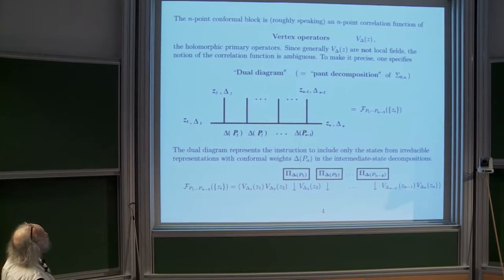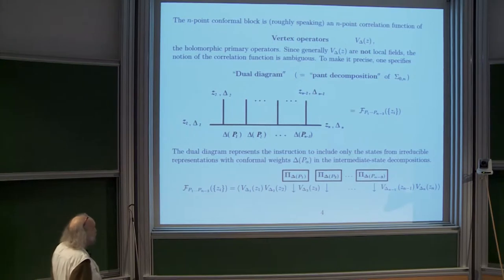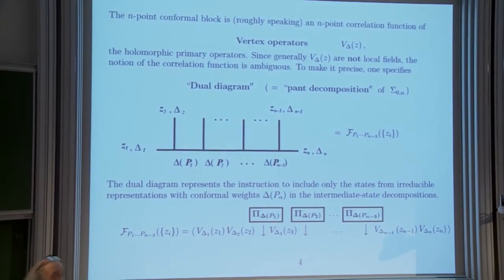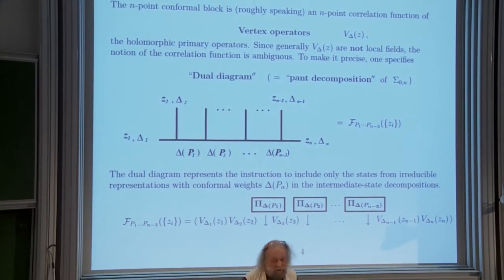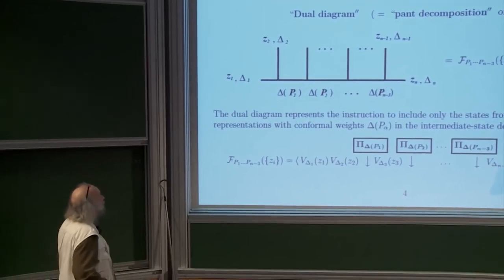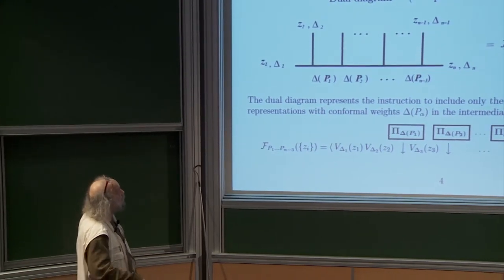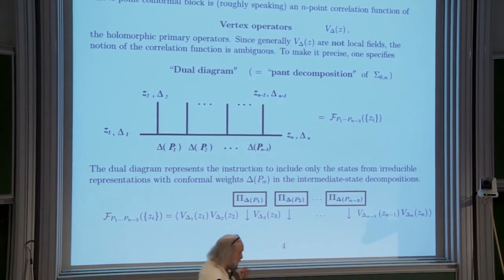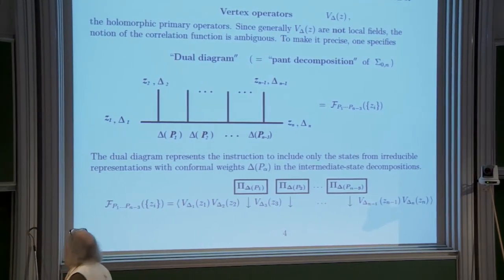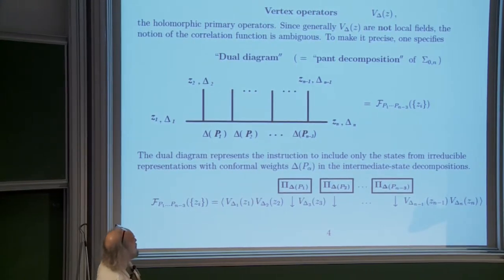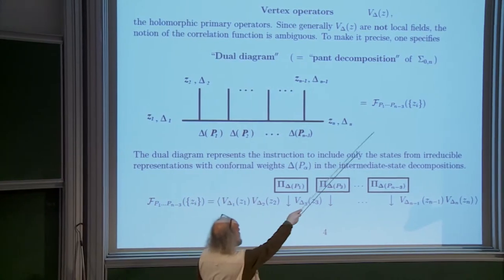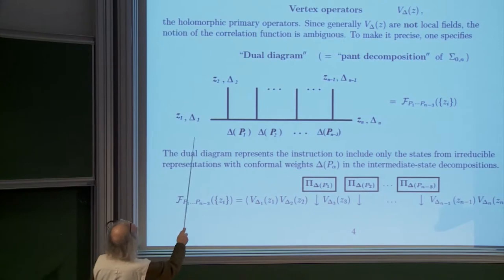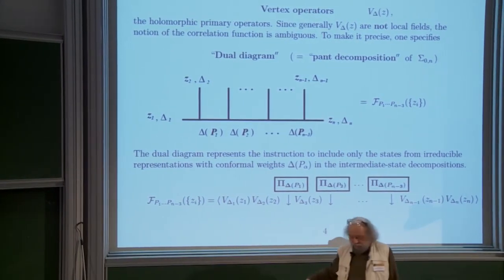So what is the conformal block? Roughly speaking, that's some sort of correlation function of chiral primary vertex operators. Primary means the standard type of commutation relations with Virasoro generators, or operator product expansions with the energy momentum tensor. But because these are chiral fields, holomorphic fields, they are not local fields, and so the notion of correlation function is ambiguous. To give a meaning to the correlation function, one needs to specify what is known as a dual diagram, or equivalently a pants decomposition of this sphere with n punctures. And I will basically consider only this kind of hairbrush type of dual diagrams.